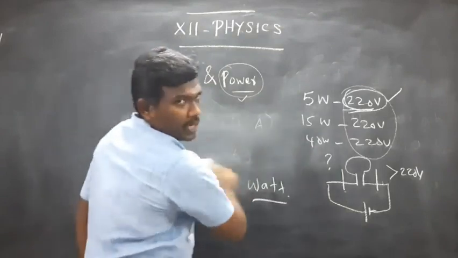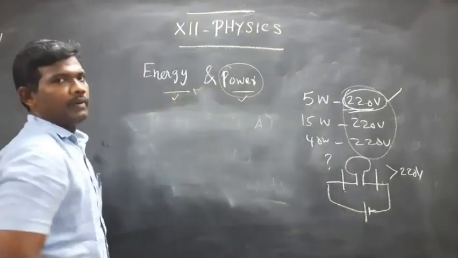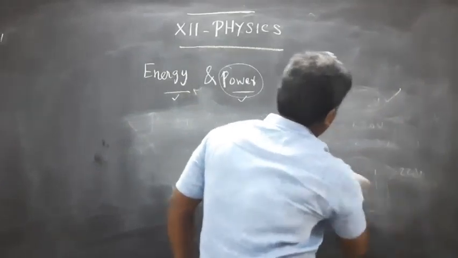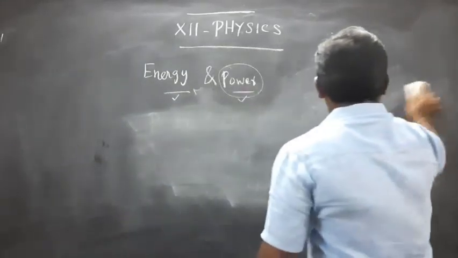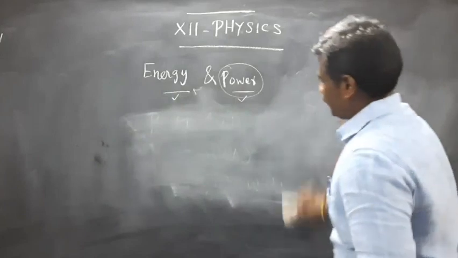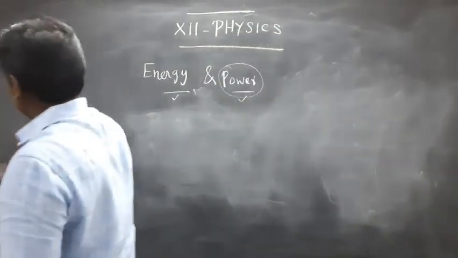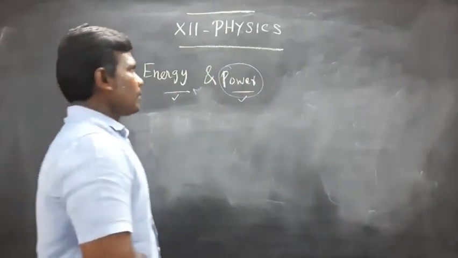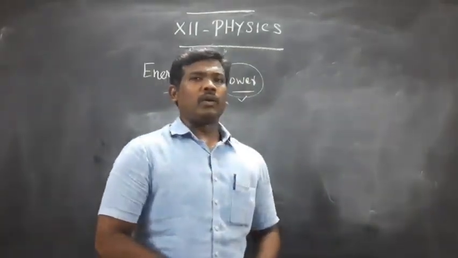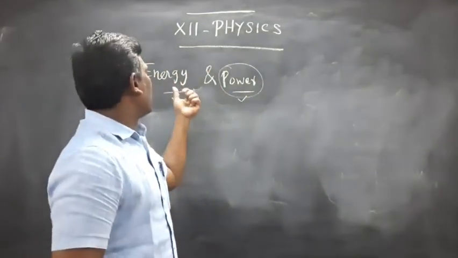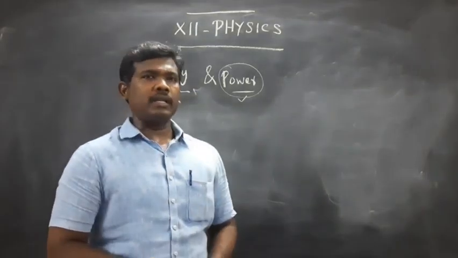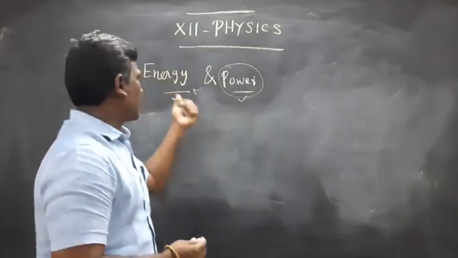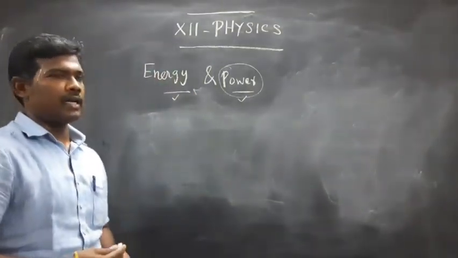What is the SI unit of power? The SI unit of power is the watt. Now we are going to mention the unit for energy. The unit of power is a watt. Now we are going to calculate the unit for energy.